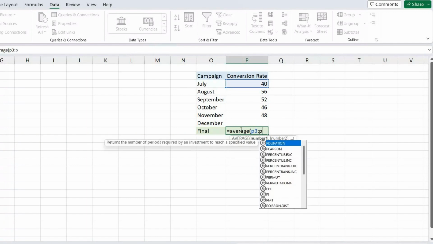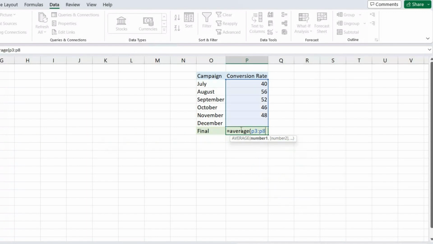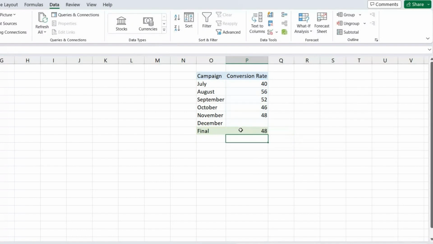So we're going to find out the average that we're currently at by adding up all of our data so far. We want to include even our blank cell. So currently we're at 48 and our goal was to get 50 or higher. So this is where goal seek comes in.